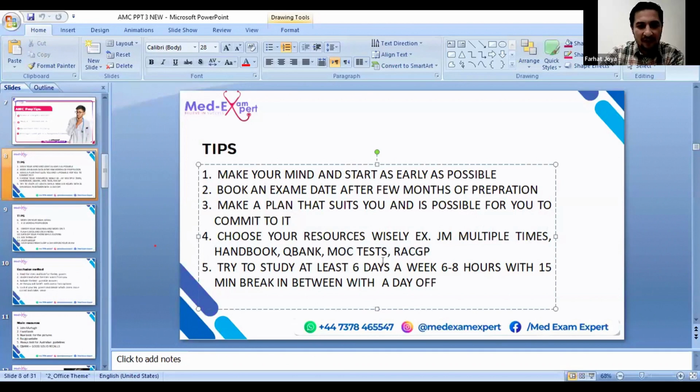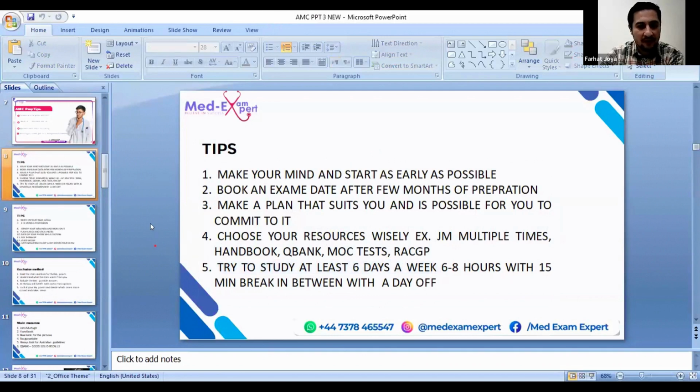Try to study at least 6 days a week, 6 to 8 hours per day. Study for 50 or 45 minutes, then take a 10 to 15 minute break. Make sure that you do not study 3 hours in a row, because you're just wasting your time and you will not remember anything after that. The brain has a capacity.